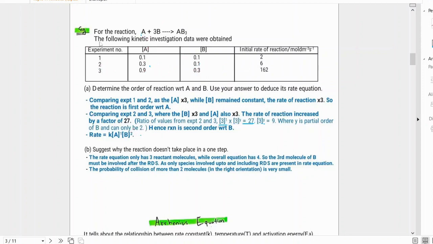Okay. So for the reaction, A reacts with three molecules of B and forms one molecule of AB3. The following kinetic investigation data were obtained. What kind of kinetic investigation is this? This is the initial rate method. Not because of this, but because the concentration of the desired reactant is being varied, not being followed. So it is the initial rate method of kinetic investigation. Deduce the order of reaction with respect to A and B. Use your answer to deduce its rate equation.